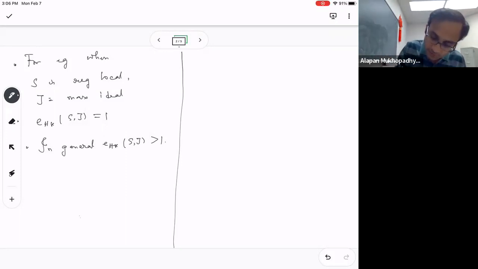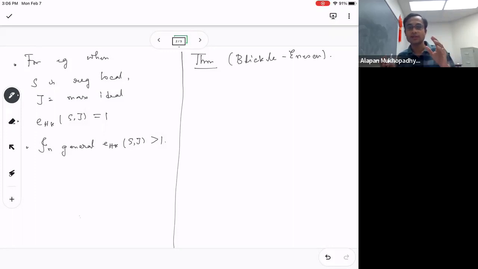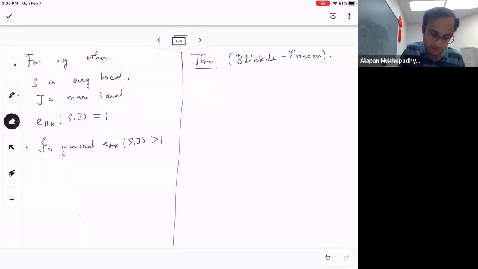This is a theorem due to Blickle and Enescu. Roughly it says the following: if the Hilbert-Kunz multiplicity is close enough to 1, then the ring has to be Cohen-Macaulay and something called F-rational, which are thought to have better singularities. I'm not stating the result in the most generality; I'll just state it in a form which is much more understandable. The Blickle and Enescu result says the following.